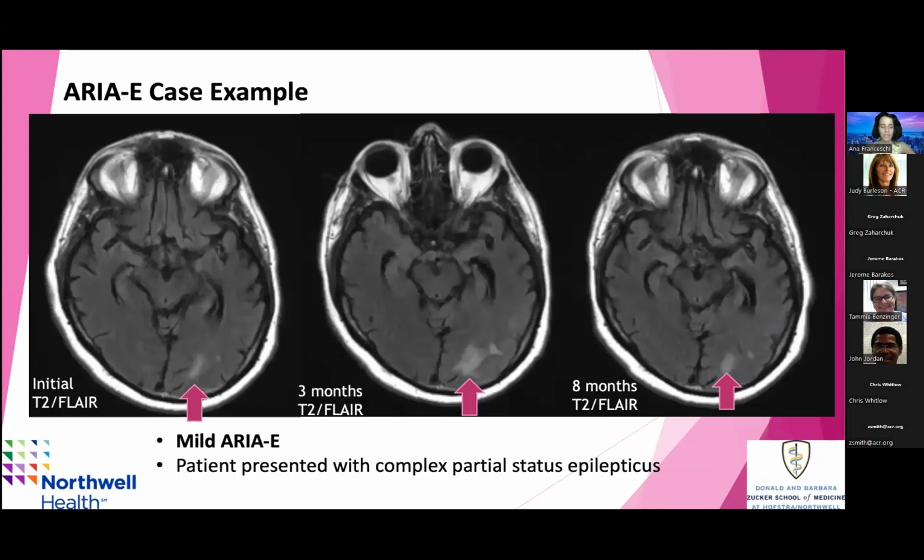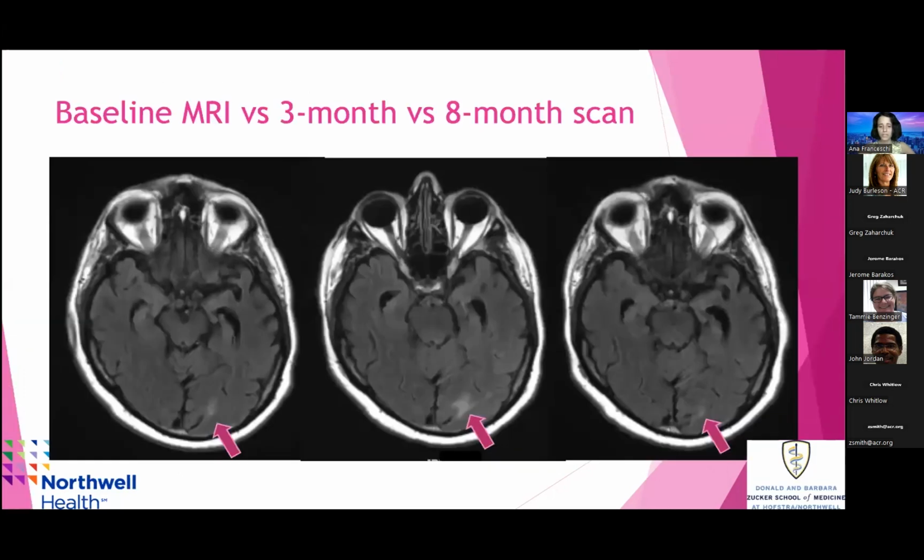So here we have on the left the initial T2 FLAIR, the 3-month scan when symptoms developed, and then the 8-month follow-up scan. And you can see that at 3 months, there was interval development of prominent FLAIR hyperintensity in the left occipital lobe, which by 8 months had nearly completely resolved.